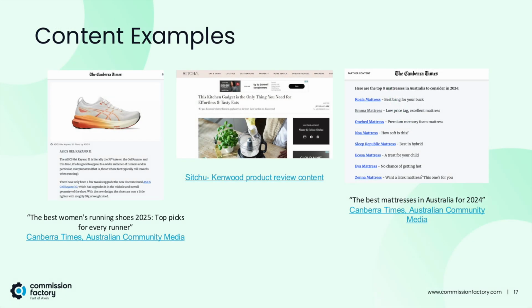So here are some quick content examples of different types of content and different verticals. The ones at the side are more of listicles. So maybe you're searching what's the best mattress in Australia, or maybe someone's searching for women's running shoes. The one in the middle, though, is actually more of a product review from an editorial team. In this case, it was Stitch You. So there are lots of different ways that you can play with content depending on what your budget is and what you're looking to achieve.